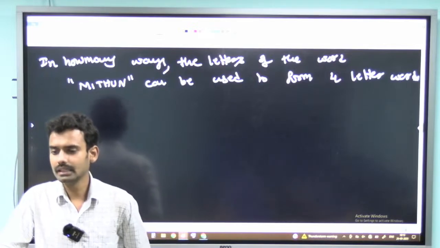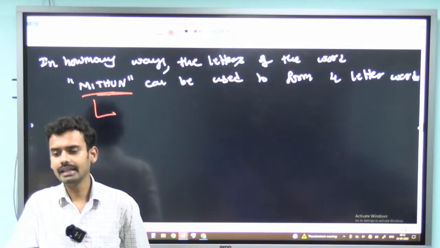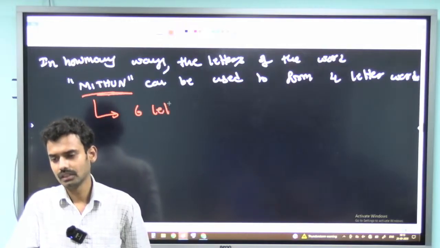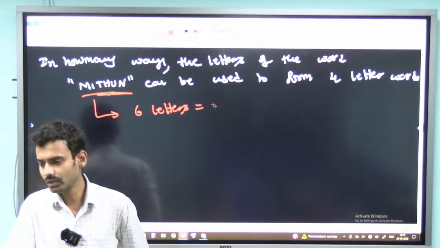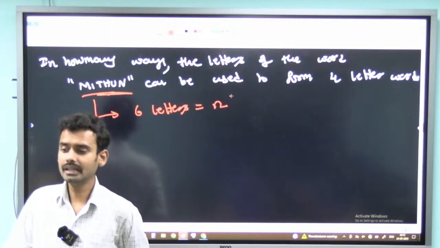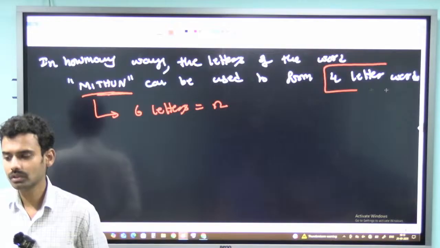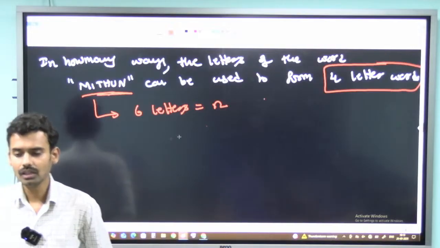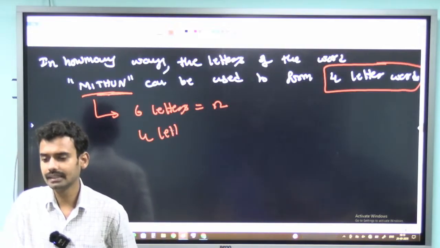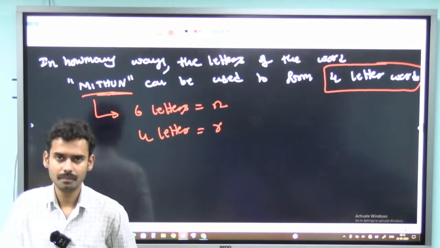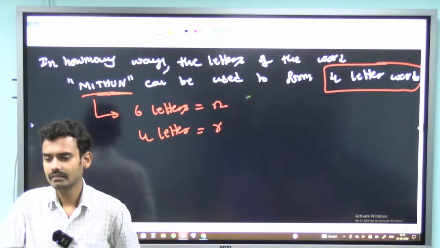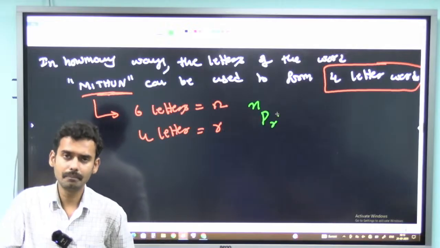Now in the word Mithun we have 6 letters. This 6 is the value of n. Now how many letter word am I talking about? I need to form a 4-letter word. This 4 is nothing but the r value. Now apply the same formula. We have nPr. Why P?